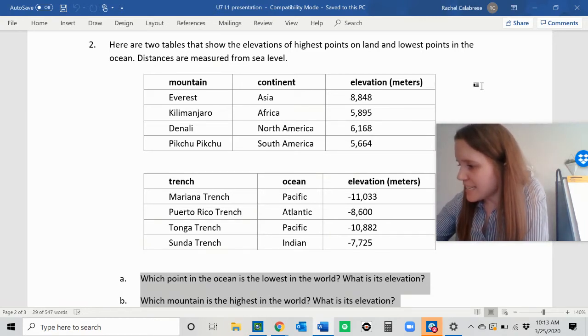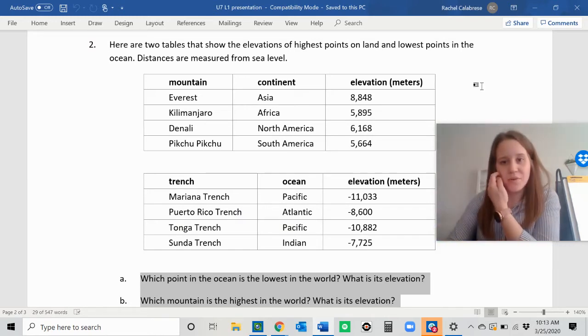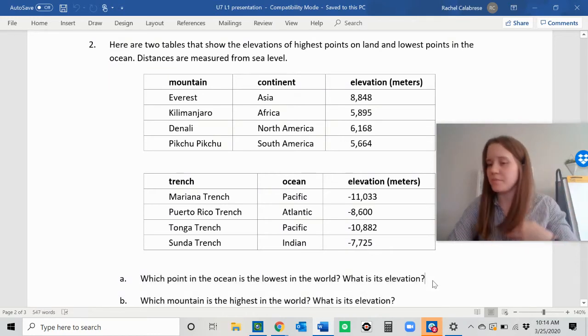All right, last 20 seconds. Make sure you've answered both parts of the question. It's asking what point is the lowest in the world, so it's like name the point, and then what is its elevation.